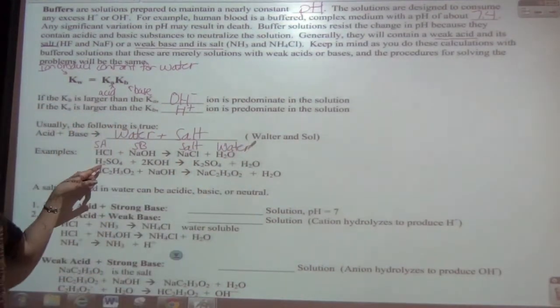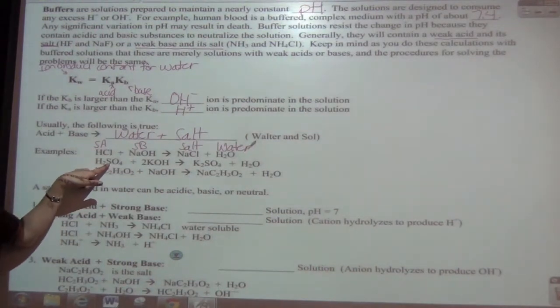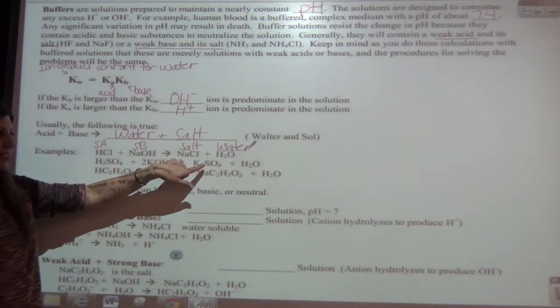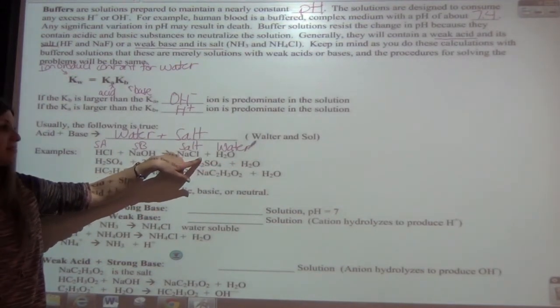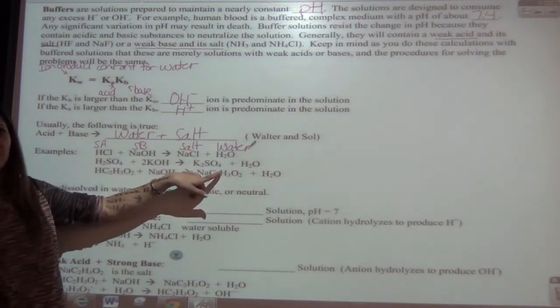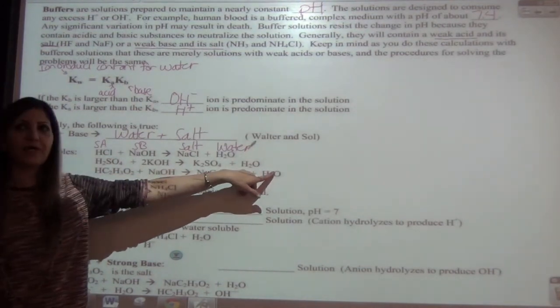And so you can see the same thing here. Again, we have a strong acid and we have a strong base, and we get our salt and our water. That's still called the salt, even though it's not NaCl. And same thing here, but this is a weak acid and a strong base. We're still going to call that our salt, and that's our water. Pretty easy.